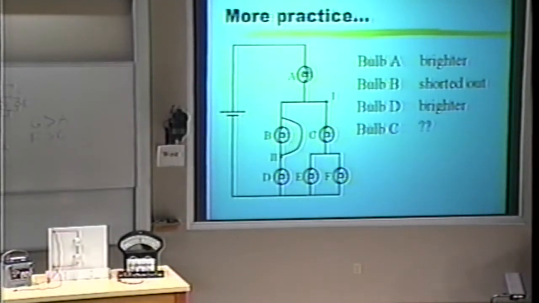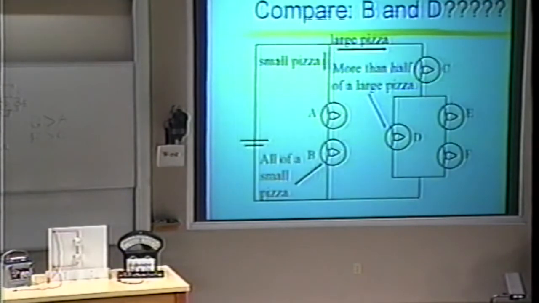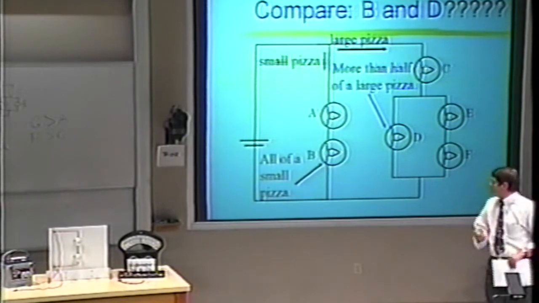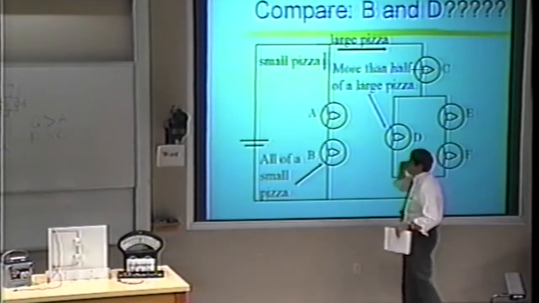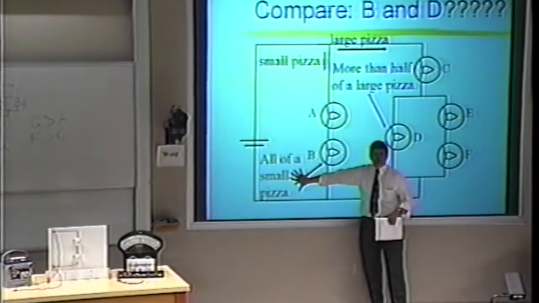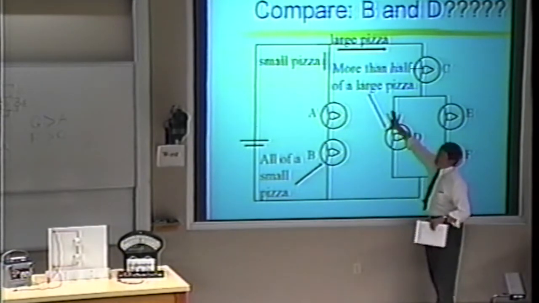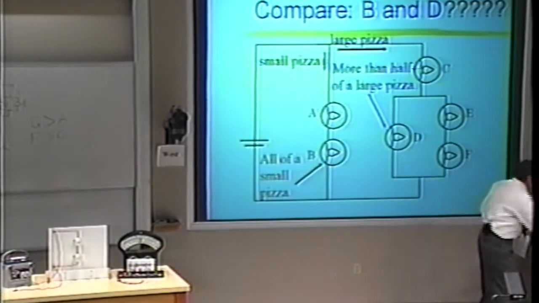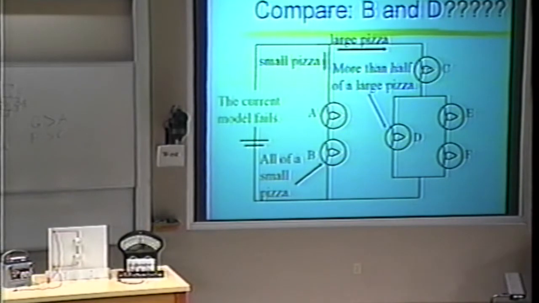Is anyone besides me getting sick and tired of having a model that will not answer all questions? Okay. So let's do something about it. We always run up against the same dilemma. We're always comparing all of a small pizza to part of a large pizza. And we can never make that comparison without knowing how much larger the large pizza is than the small pizza. So let's do something about that.